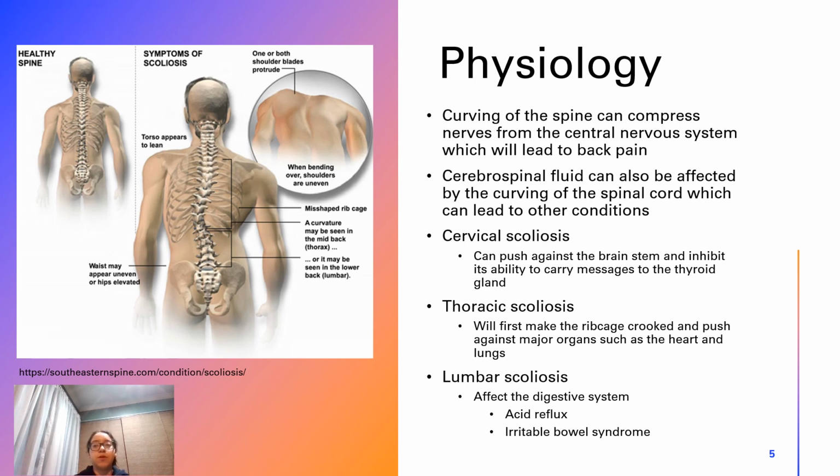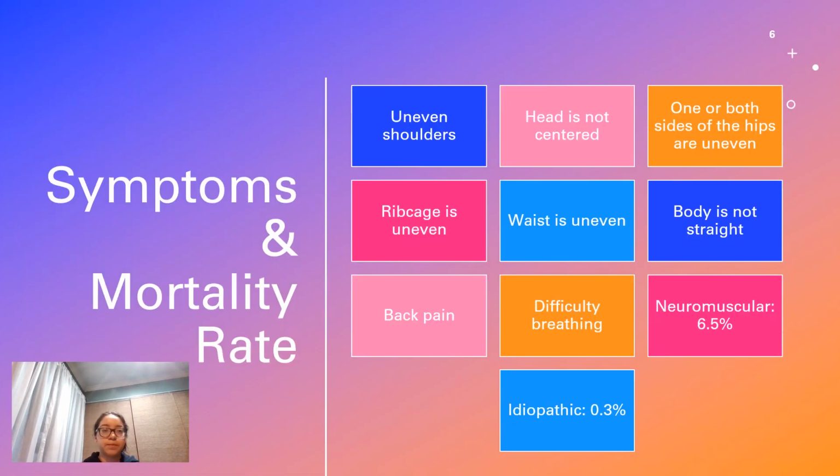And when focusing on the 3 main vertebrae, cervical scoliosis will push against the vertebrae and the brain stem and inhibit its ability to communicate with the thyroid gland. In thoracic scoliosis, it can make the ribcage appear crooked and move laterally, which will make the shoulders move unevenly and appear to be crooked on either side. When the ribcage is affected, it can also push against your heart and lungs. Scoliosis in the lumbar vertebrae can also affect the digestive system and cause things such as acid reflux or irritable bowel syndrome.